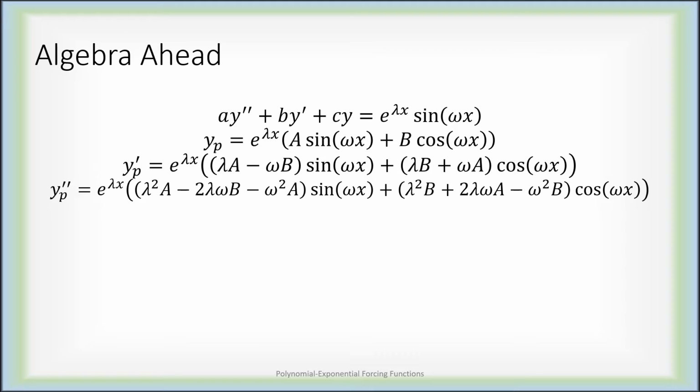So what we now need to do is take y_p double prime, plug it in here, y_p prime, plug it in here, y_p, substitute it in there, and see what conditions on all of our unknowns arise in order to make the result exactly that term.